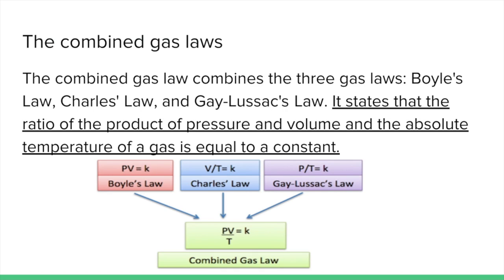It's also important. Boyle's law is PV equals K, Charles' law is V over T equals K, and Gay-Lussac's law is P divided by T equals K. And all that combined is PV over T equals K.